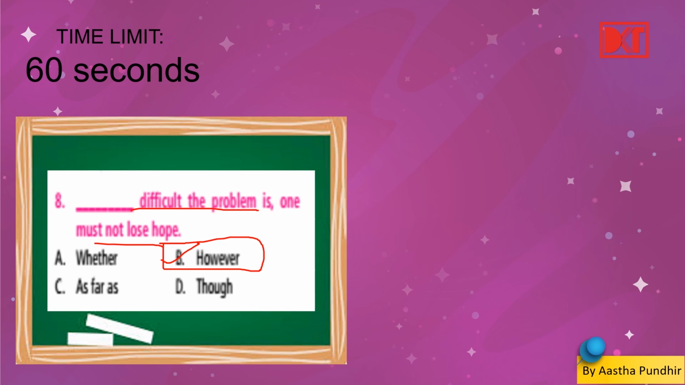Alright. Others, whether is used for giving a choice. As far as is used for comparison, and can also be used when we are talking about a certain place or time. Then we have though, which can be used for concession, as a conjunction of concession.